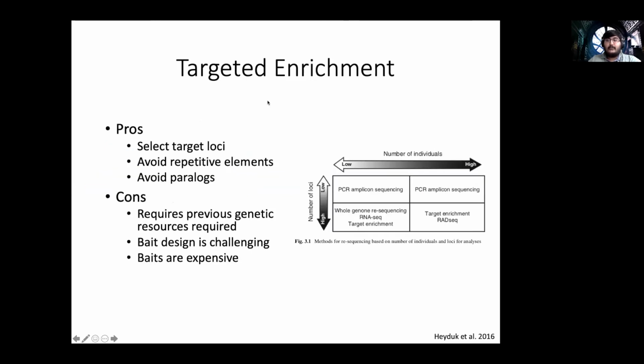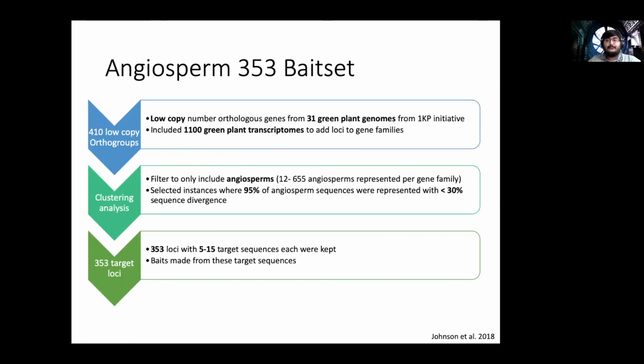Some pros of target enrichment are that it's great at selecting target loci and avoiding repetitive elements and paralogs. However, some cons are that it requires existing genetic resources, and actual bait design is both challenging and expensive. In order to overcome the barriers to entry for target enrichment, we decided to use the Angiosperm 353 bait set.